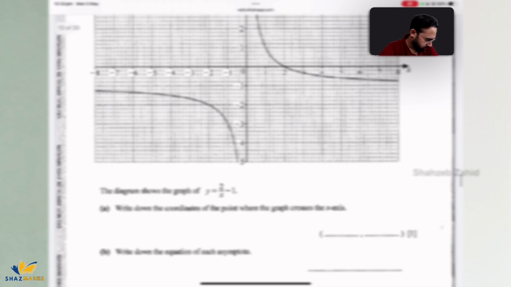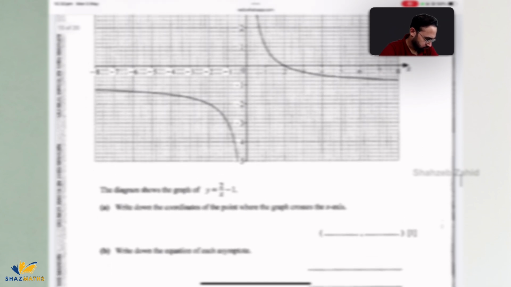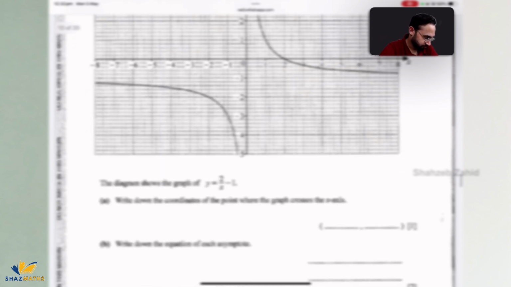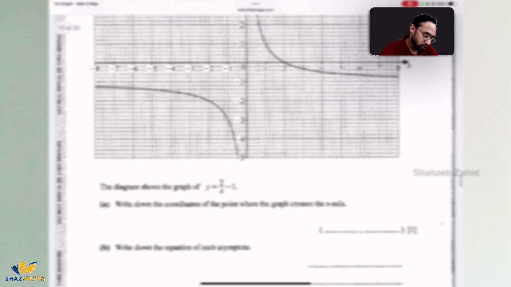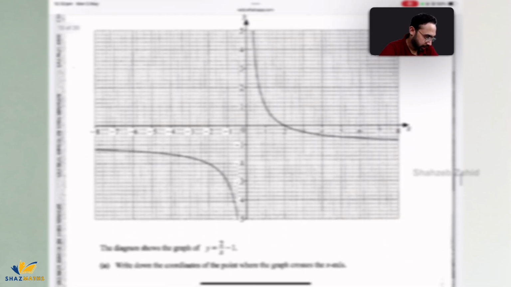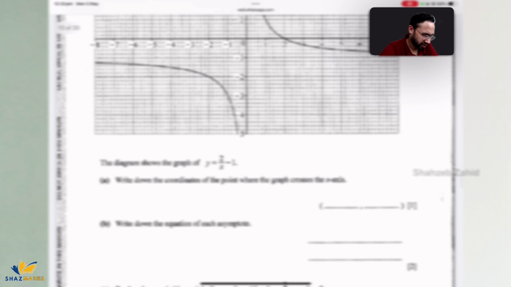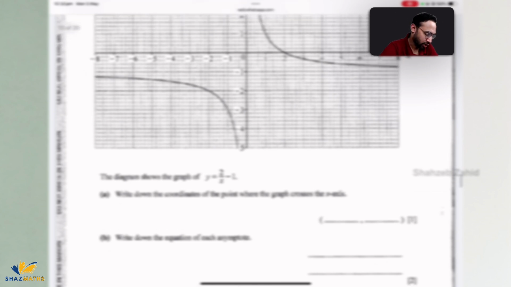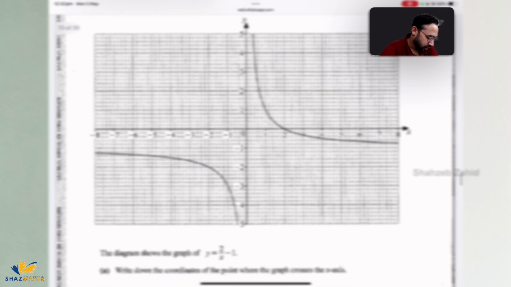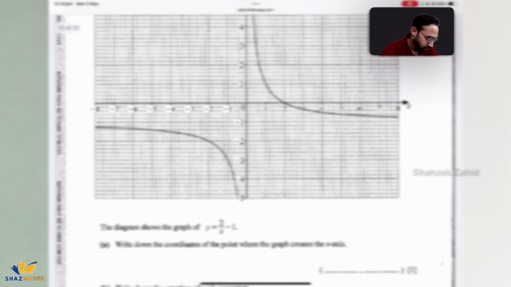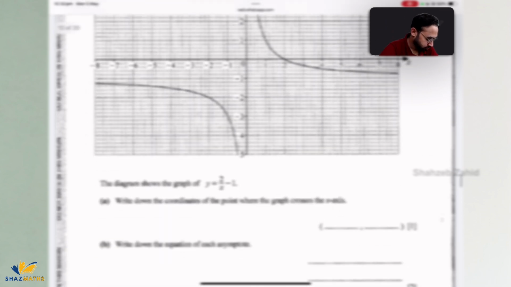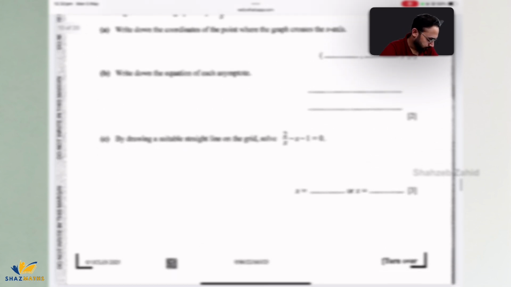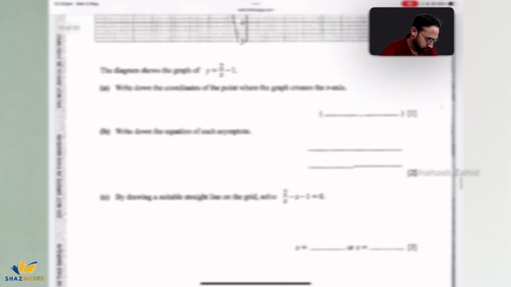a hyperbola. So it says diagram shows the graph of y equals 2 over x minus 1. Okay. Coordinates of the point where the graph crosses the x-axis. Nothing new, but y equals 0. Equation of each asymptote. All right. I would say students might find this slightly difficult. Not an issue though. One is x is 0 and then y is -1.